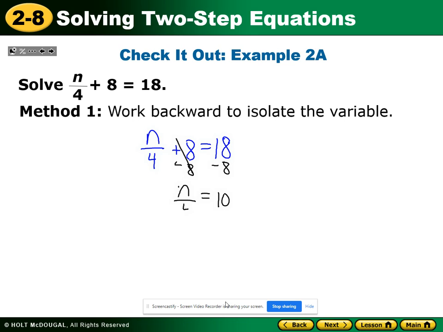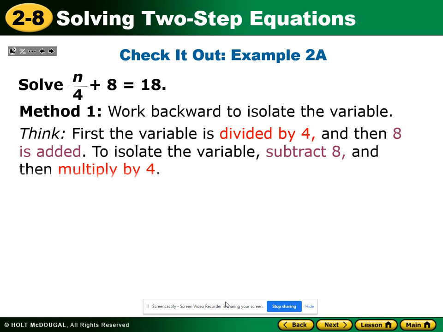N divided by 4. I like to put it over 1 to keep myself straight. All right, 1 over 1. I'll take it times 4 to get rid of that 4. Take it times 4. N equals 40. PEMDAS in reverse. We do inverse of the addition first, then we do inverse of the division second, and we get our answer of 40. If you look where I put my green dot, 40 divided by 4 is 10 plus 8, that is 18.